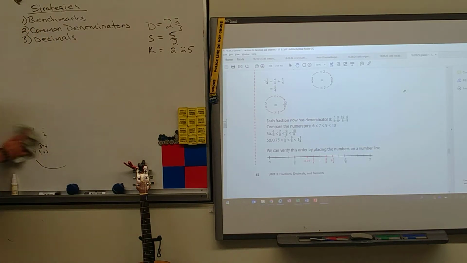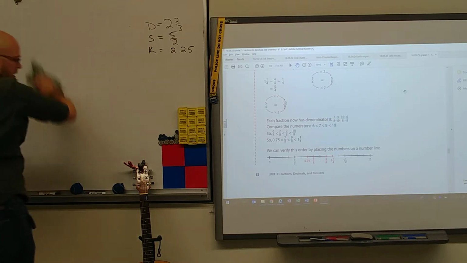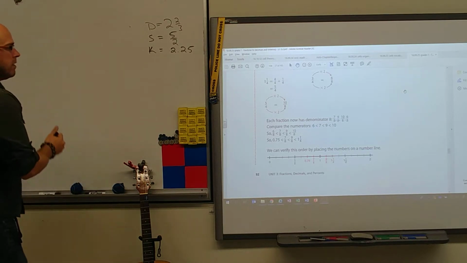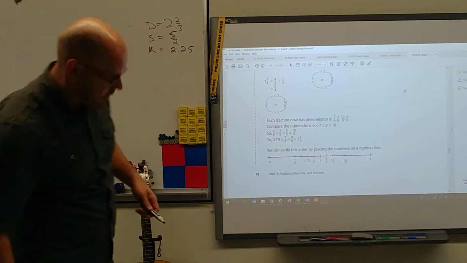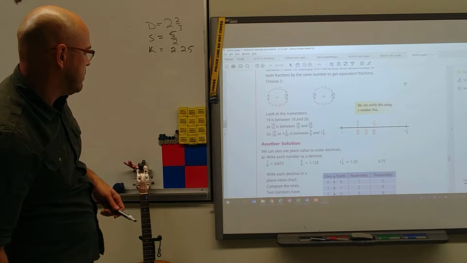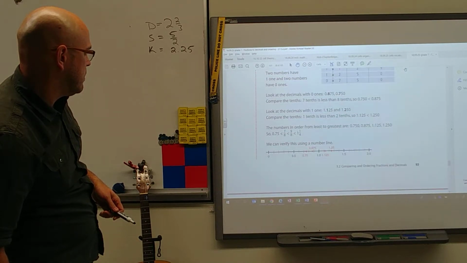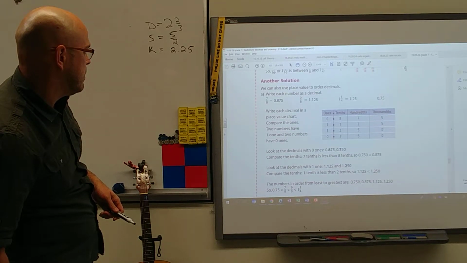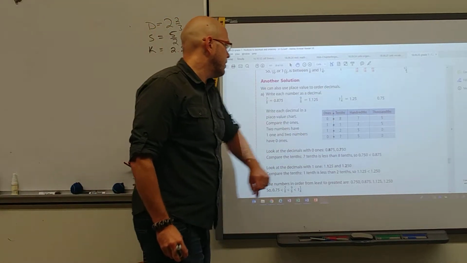Now when you do your quizzes, you may like using benchmarks, you may like using common denominators, or you may like using decimals. So here we go. It says, oh, we're not quite to the example. Let's go down a little further. Here we go. It says we can also use place value to order those decimals.